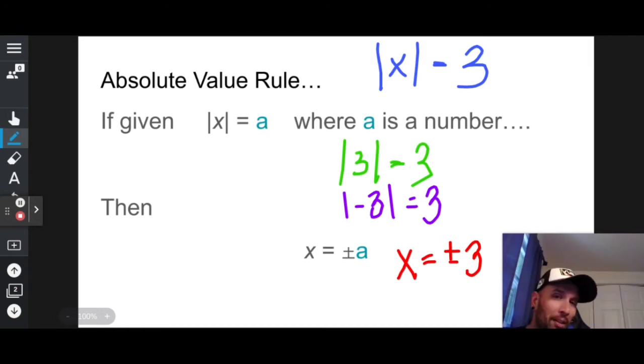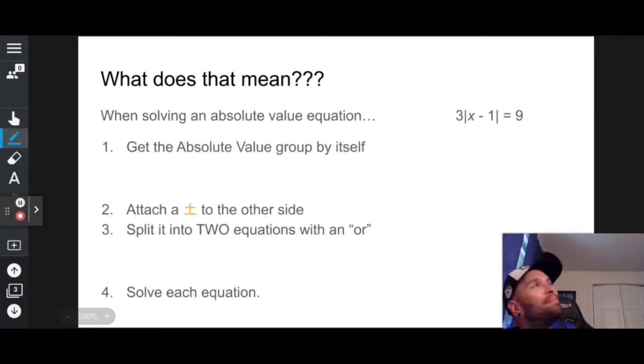So my goal here is to solve these equations using a method like this. Well, are they all going to look like that? The absolute value of x equals a, and that's it? No. They're going to be a little bit more complicated, like this guy.